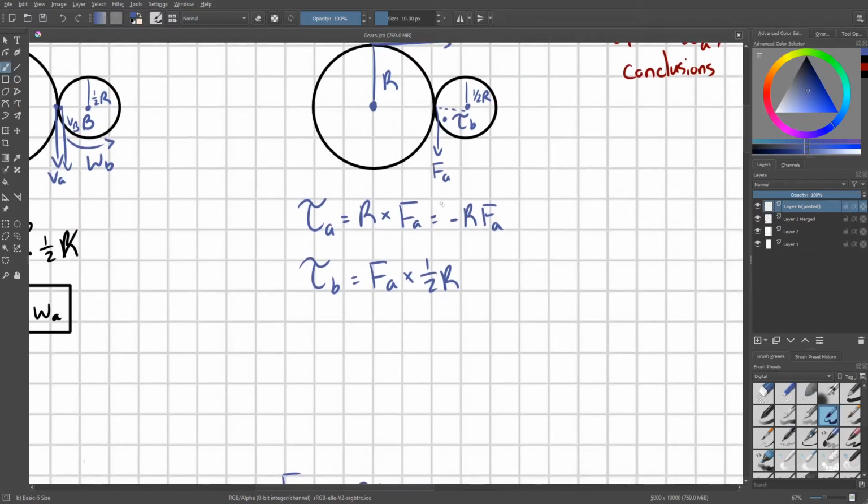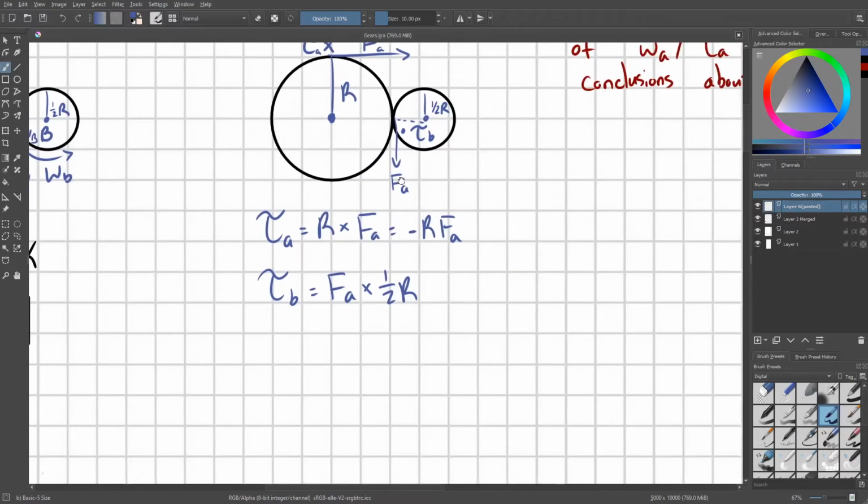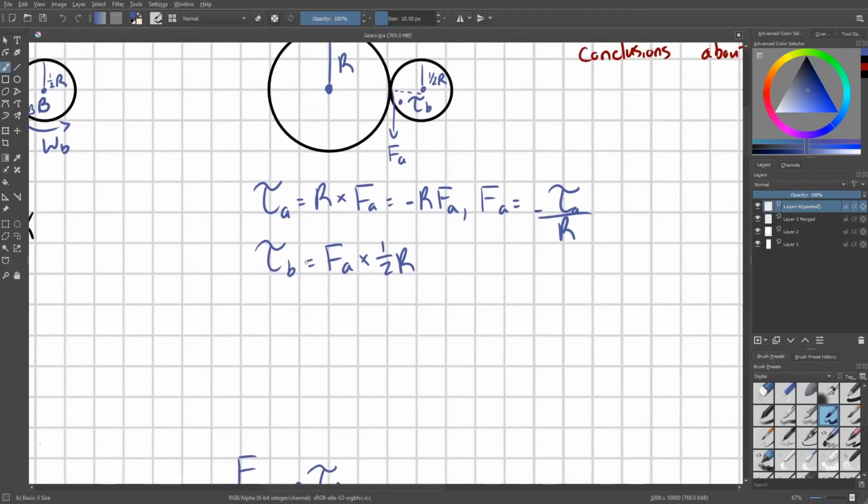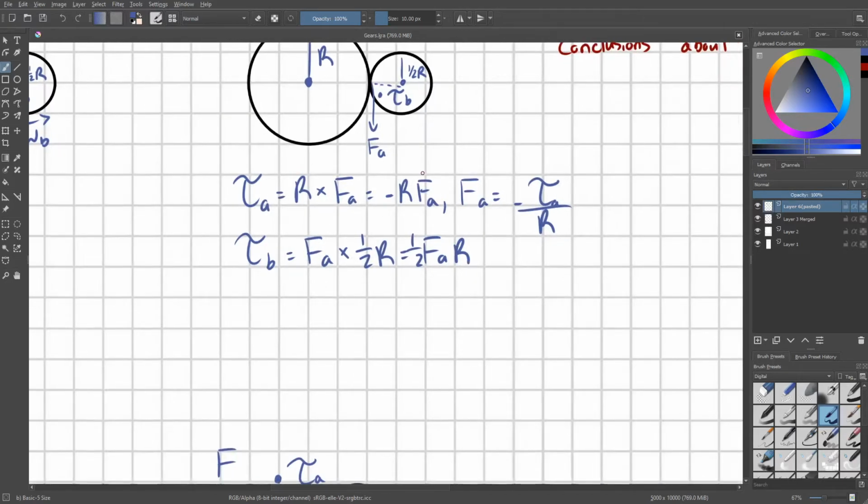Now then, we're going to solve for FA in terms of TA and then substitute that in. So, FA is negative TA over R. Substitute that in, and let's just simplify this real quick. This just goes into 1/2 FAR, which is positive.